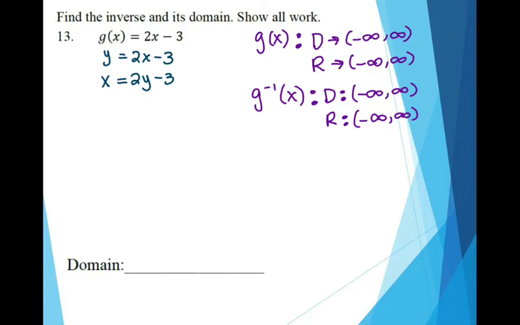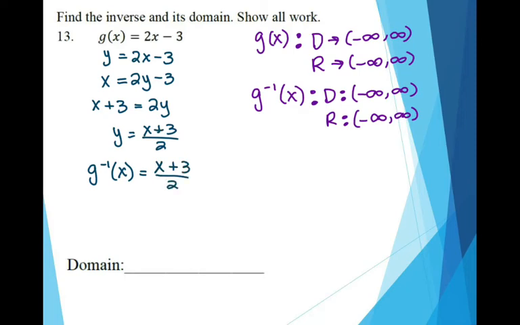So the next step is to solve for y. I'm going to add 3 to both sides. That gives me x plus 3 equals 2y. Divide by 2, and I get y equals (x plus 3) over 2. And we can write that in function notation. Oh, this is a g function. So I'm going to write g inverse of x equals (x plus 3) over 2.